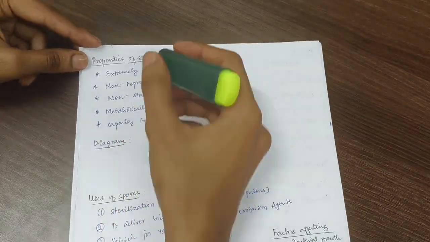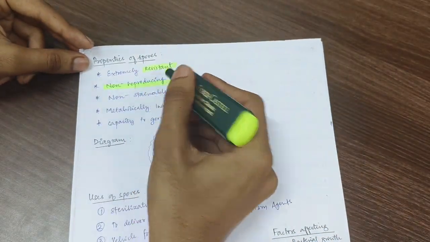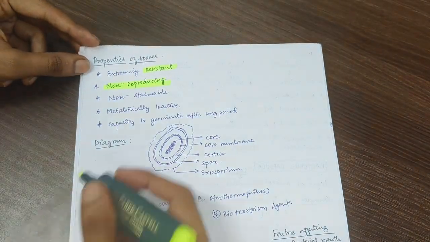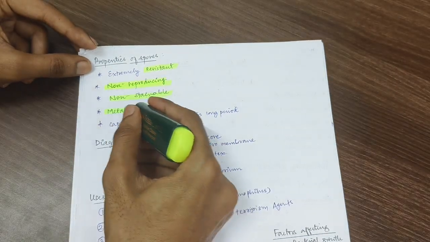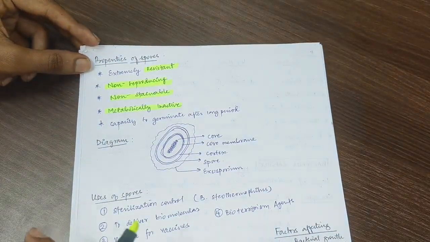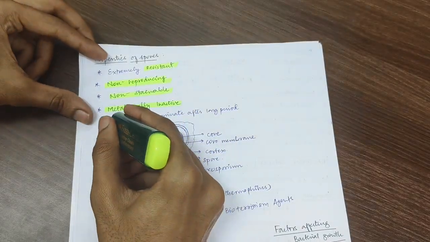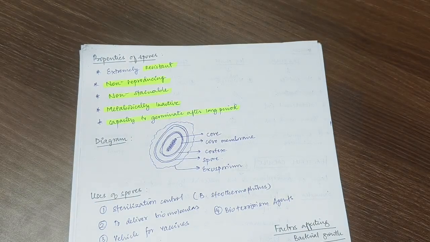Next, coming to the properties of spores. It is extremely resistant. It is non-reproducing. It is non-stainable, you are not able to stain that particular spore. It is metabolically inactive, it is not able to do any metabolism inside it. And it has the capacity to germinate after a long period. After a long period, this spore can become a future cell through a process called germination.